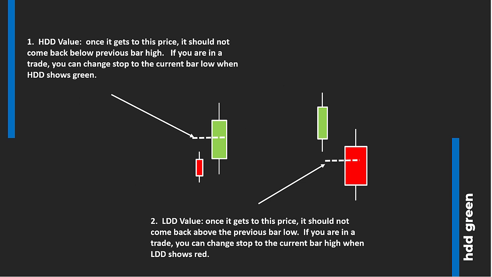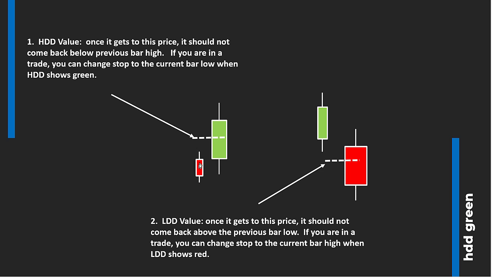The best way to look at this concept is to go through an example. We're going to go through the bullish example, which deals with the HDD value. So on the bottom right-hand corner in the dashboard, you're going to get an HDD value. When price gets to that value, the HDD value will go green. Once it goes green, it should not return back to the previous bar high. If you're in a trade, you could change your stop from wherever it's at to the current bar low minus a buffer. So you could reduce your risk drastically.